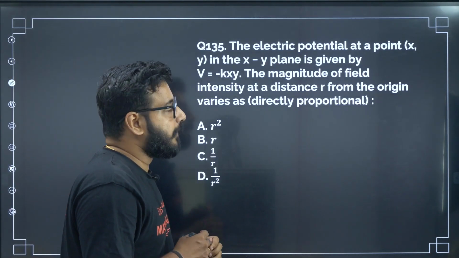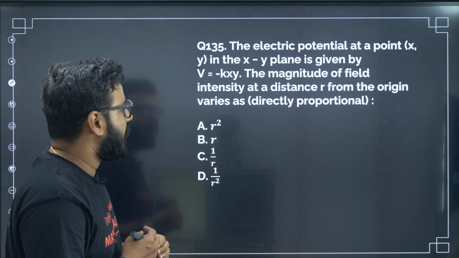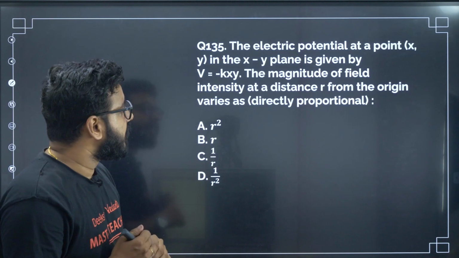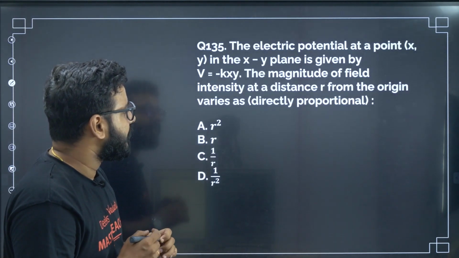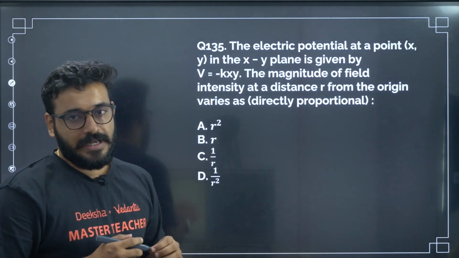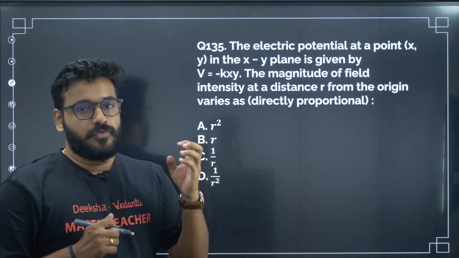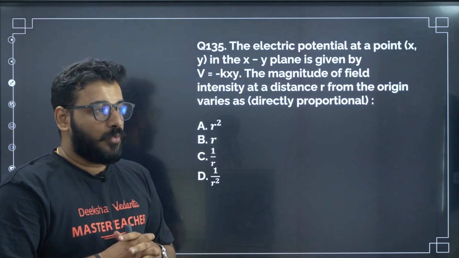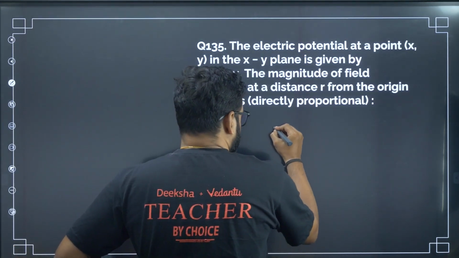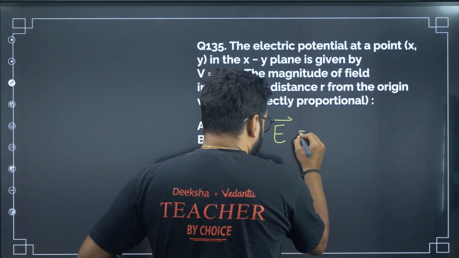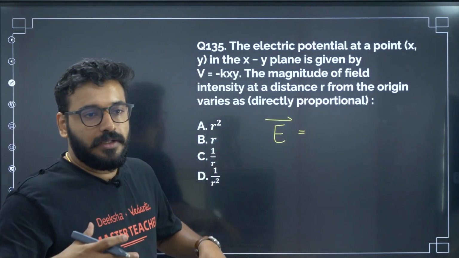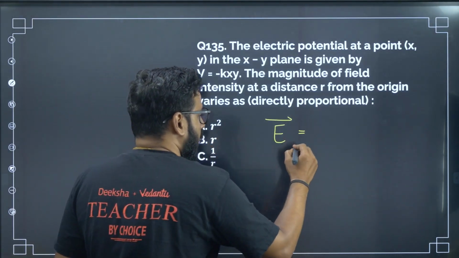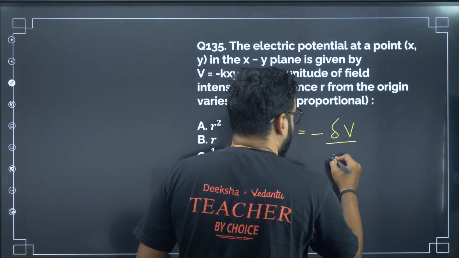Now, the electric potential at a point x, y in the xy plane is given by V is equal to minus kxy. So this is the potential. Now they are asking how the magnitude of field intensity at a distance r from the origin varies. So it is the variation of electric potential, in order to find the field. Now we have to focus on the details: how do you find electric field from the variation of potential over a given space? Spatial variation. This we already know, it is del V divided by del R.